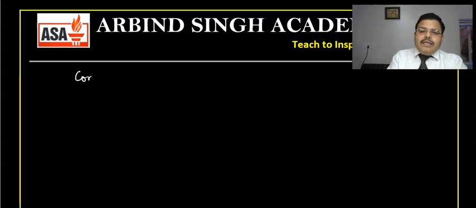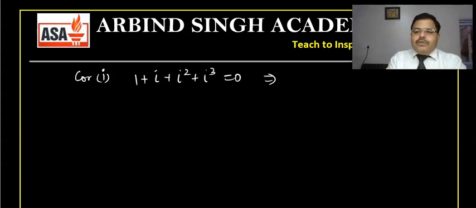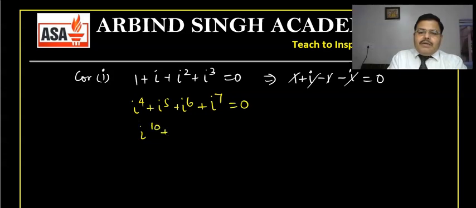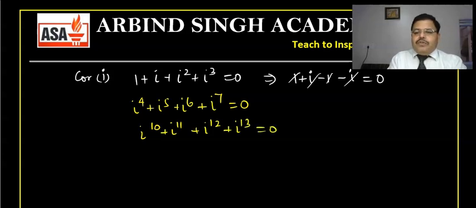One corollary is that for any four consecutive powers, 1 plus iota plus iota squared plus iota cubed is equal to 0. Why is it so? Because 1 plus iota squared is 0, since iota squared is minus 1, and iota cubed is minus iota, as we have learned. So this cancels, and it will be 0. Not only this, but any consecutive 4 powers, say 4, 5, 6, 7, will also be 0. Even iota to the power 10, 11, 12, and 13 will also be 0. So any four consecutive powers will sum to 0.